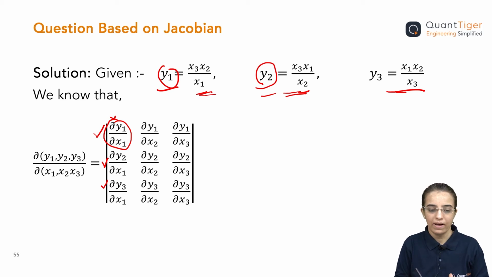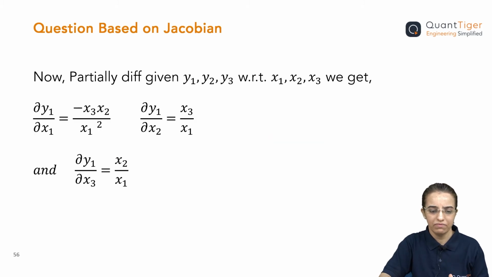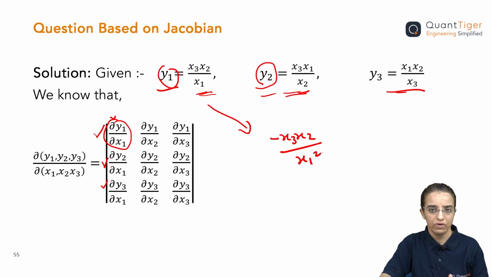So here, del y1 upon del x1, that's a value we have to find. Here y1 is given with respect to x1, so we can differentiate it. It is like 1 upon x1, so this will become minus x3 x2 upon x1 square. It's simply the differentiation of 1 upon x. How do we do it? The differentiation of 1 upon x will be minus 1 by x square. Same thing here, this is 1 upon x1. I have taken x2 x3 as constant because we are differentiating with respect to x1. So that's the reason it will become something like this.